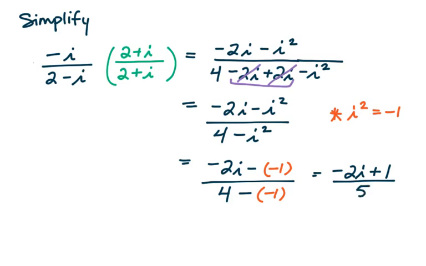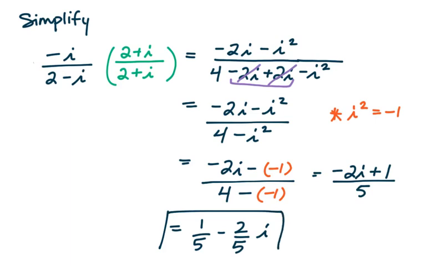So my final answer here would be, I'm going to put this into standard form. I'm going to write my real portion first. So that would be 1/5 minus 2/5 i. Of course, this previous step I wrote here, I think that is acceptable as well, but it's just not in that proper standard form.